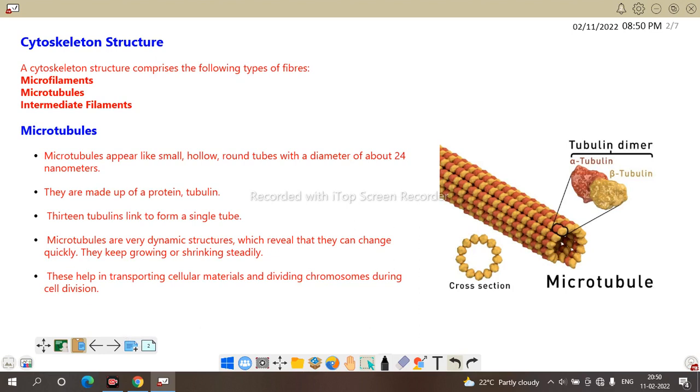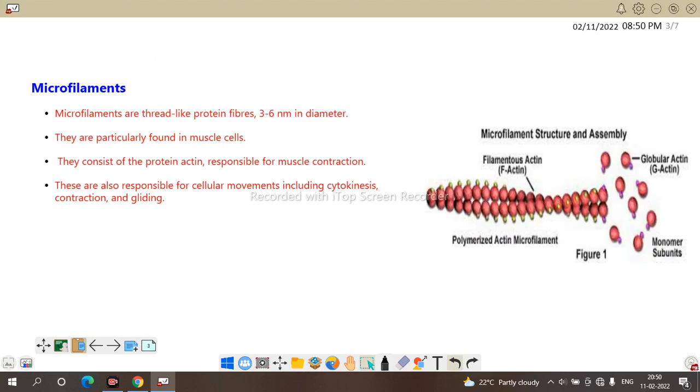Next part is microfilament. Microfilament is made up of a protein known as actin protein or actin filament. Microfilaments are thread-like protein fibers having a diameter of 3 to 6 nanometer. They are particularly found in muscle cells. They consist of the protein actin, as I said before, and as it is found in muscle, it helps in contraction of muscle. Also, in addition, it helps in cellular movement and contraction.